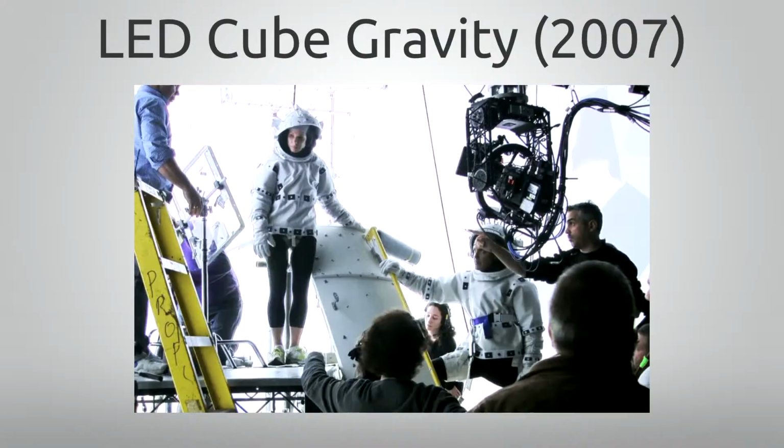In 2013, we used LED panels and what we call an LED cube for the movie Gravity. Mo-Sys was involved in all the shots of Gravity with robotics. I'll show you what it looks like, and then we can talk about it.